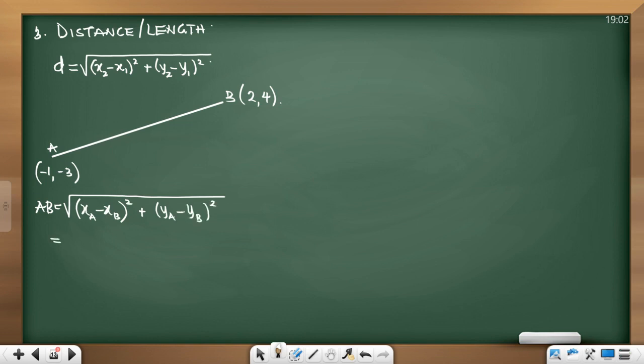Write the formula first. The reason I like my A and B is to help me keep my coordinates. All right. What is the X value of A? Negative 1 minus. What is the x value of B? 2 squared plus. What is the y value of A? Negative 3 minus. What is the y value of B? 4 squared. You throw that in a calculator and you get the length.